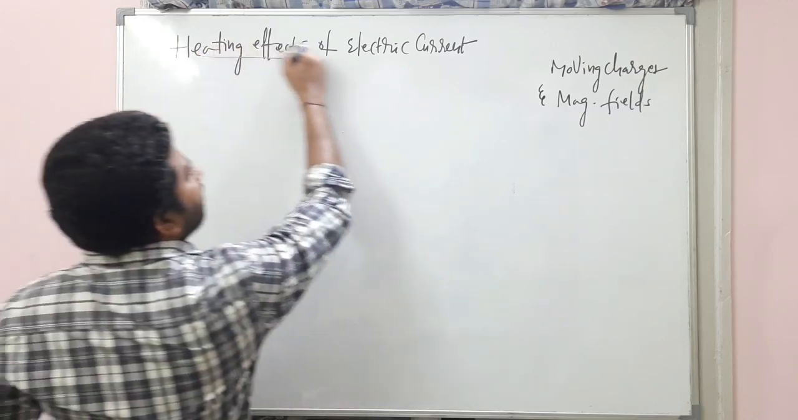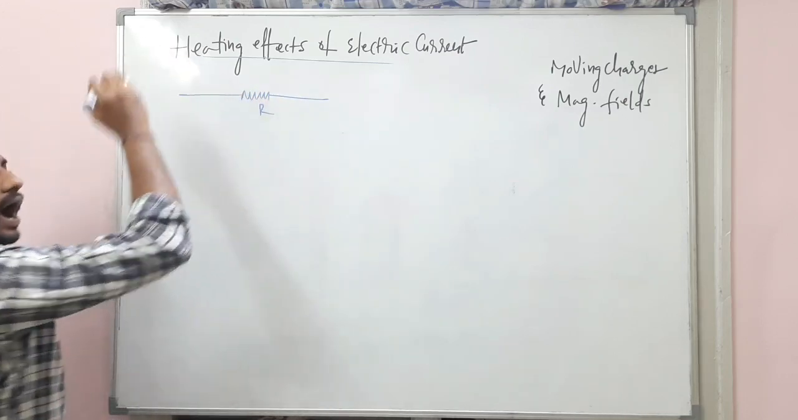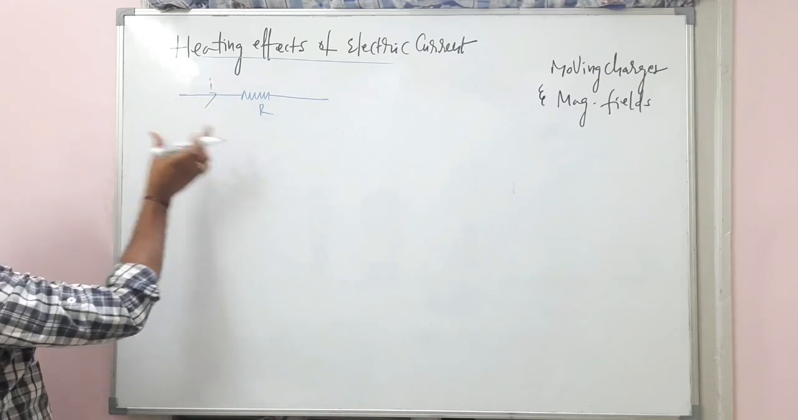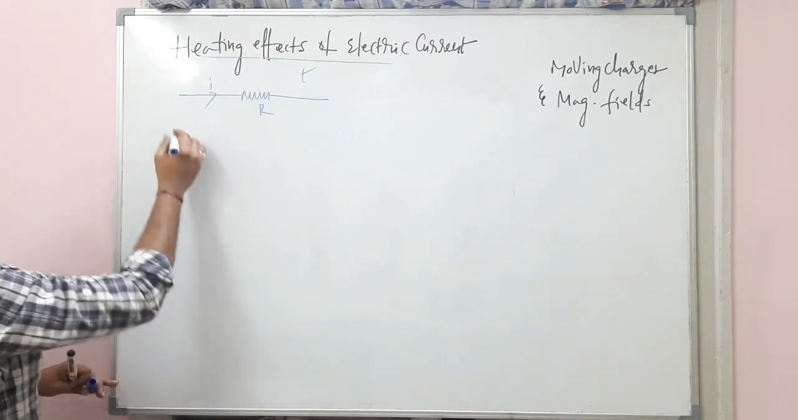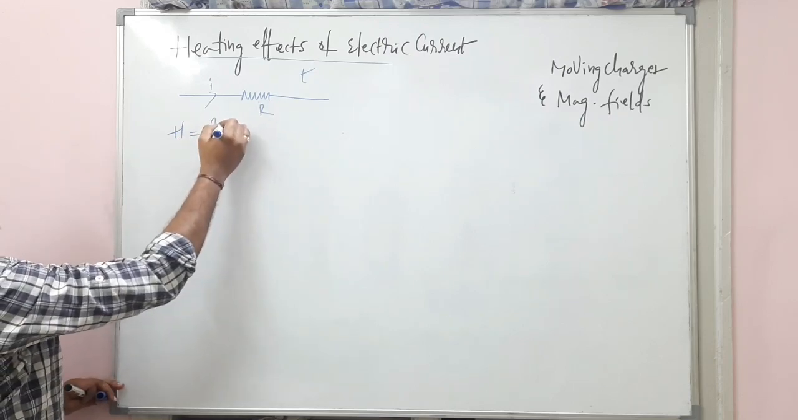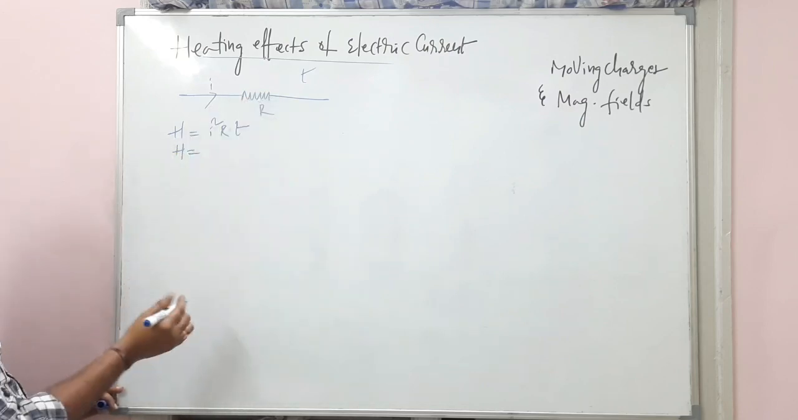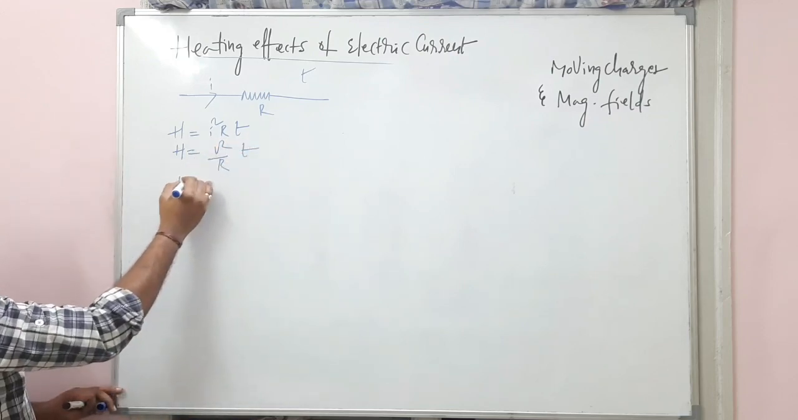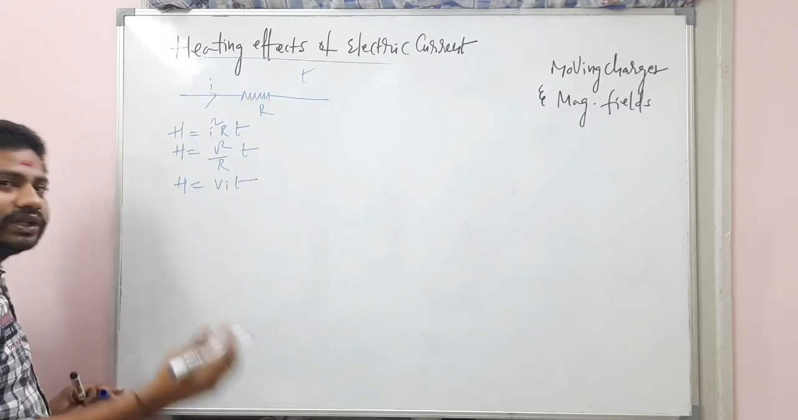Heating effects of electric current. If you take a resistor of resistance R, a current I is flowing through this resistor in a time t. According to Joule's law, we know the heat energy produced in this resistor is equal to I square R into T, and heat energy produced by this resistor is equal to V square by R into T. The heat energy produced by this resistor can also be written as V into I into T.